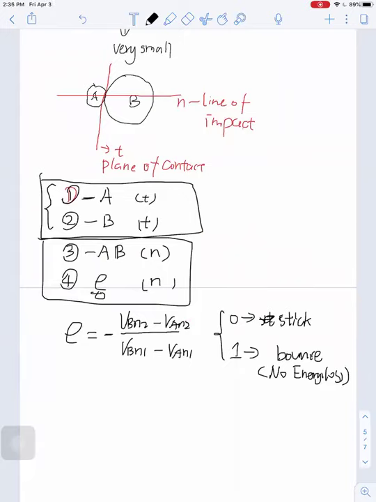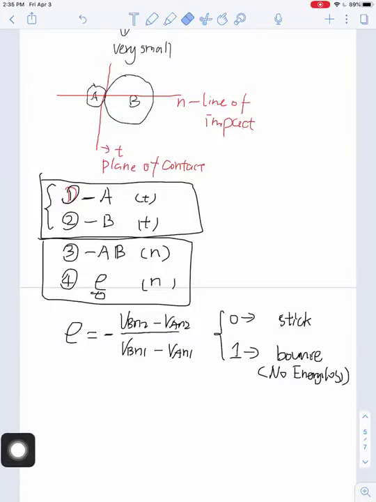When two particles stick together after impact, that's very important information from the problem statement. If you see that, you can assume e equals 0, and that can help you solve for the speed of particle A or B after or before the impact.